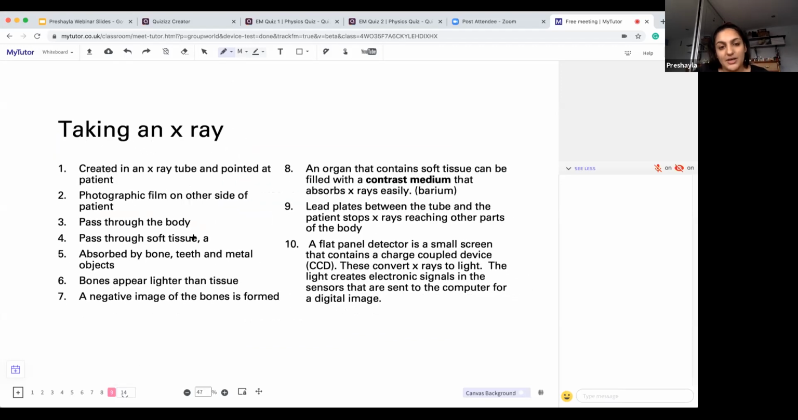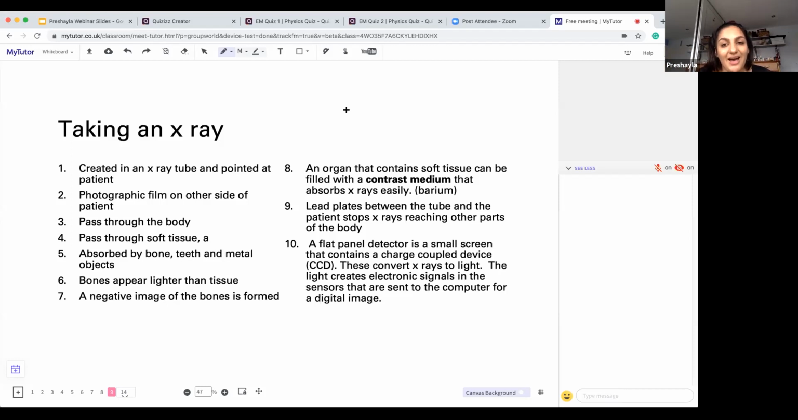Okay, so that's all the content that we covered last week. So how do we actually take an X-ray? A lot of you will have had X-rays, and you probably have no idea how it happens. All you get at the end is your doctor showing you your bones fractured or something like that. Okay, so how does it actually work?